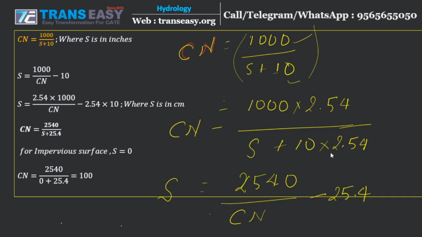ओके, नाउ फ्रेंड्स, फॉर impervious surface s would be 0, that is infiltration. Potential maximum infiltration or retention will be 0. When s becomes 0, s अगर 0 हो गया तो कर्व नंबर 100 आएगा. So 100 curve number is related to impervious surface, the surface which is not allowing water to pass through it. Infiltration through that surface is 0. Higher curve number means lower infiltration. So maximum portion of precipitation is converting into excess runoff that will join a stream at the outlet of the catchment.